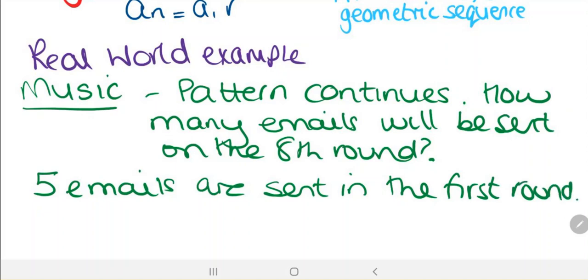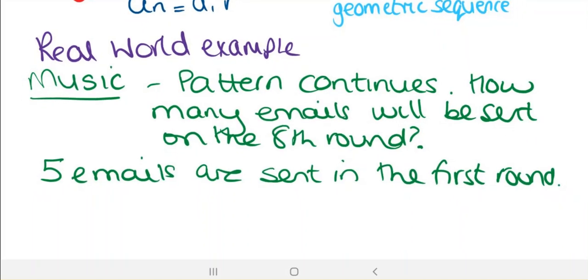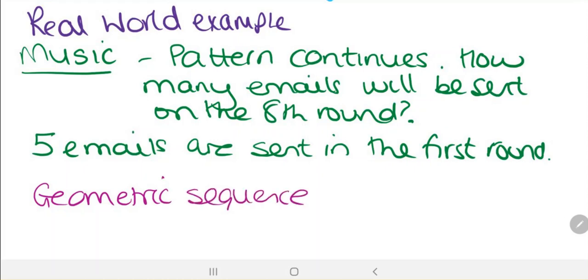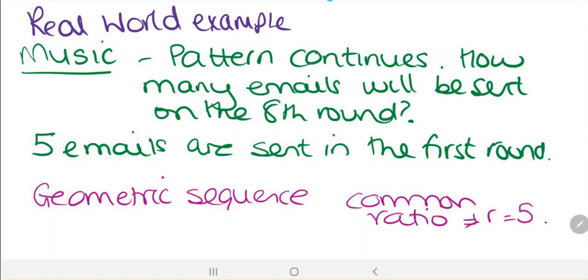In the second round, each of those 5 emails, the people who receive them, the recipients, also send 5 emails. And this continues up until the 8th round. So we have a geometric sequence, and we need to say what the common ratio is. Because everyone is going to be sending 5 emails, the ratio, which is r, is 5.